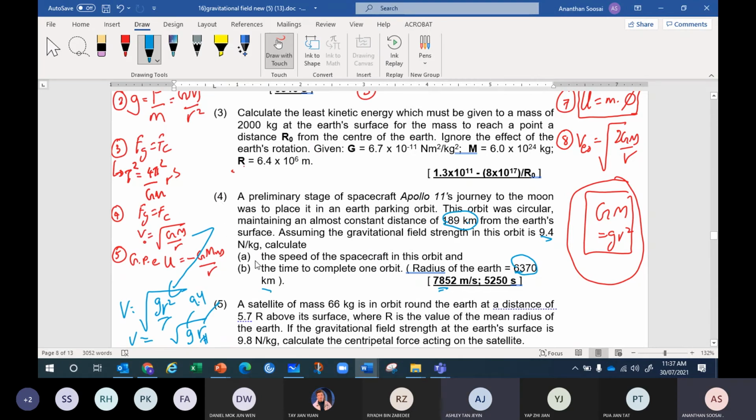Okay, so that's your 4A. Those who got equation 4, identify that the equation should be 4. And those who identified that GM needs to be replaced with gR squared, good. So you got the idea. Okay, now go for 4B.